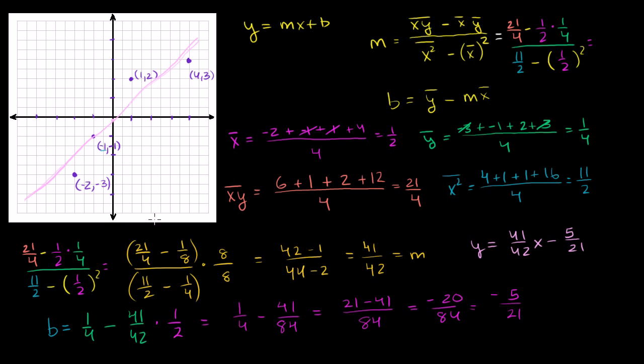So I'm going to leave you there in this video. In the next video, we're actually going to calculate the r² for this line. How good of a fit is it? How much of the total variation in the y values can be explained by the variation in the x values, or by the line itself?